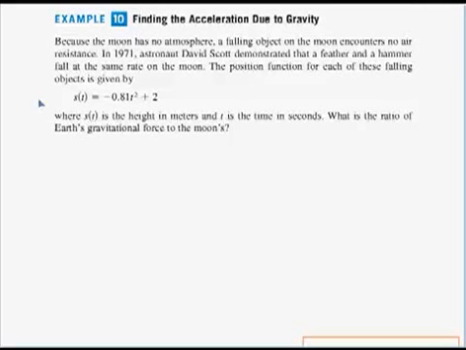Last example here, example 10. Find the acceleration due to gravity. Because the moon has no atmosphere, a falling object on the moon encounters no air resistance. In 1971, astronaut David Scott demonstrated that a feather and a hammer fall at the same rate on the moon. The position function for each of the falling objects is given by s of t equals negative 0.81 t squared, remember t is for time, plus 2, where s of t is the height in meters, so we're going metric, and t is the time in seconds. What is the ratio of the Earth's gravitational force to the moon's gravitational force?